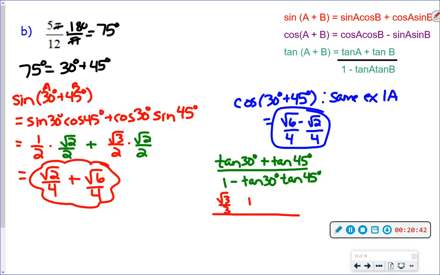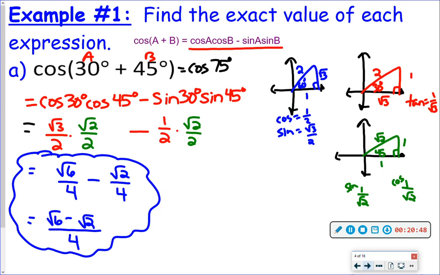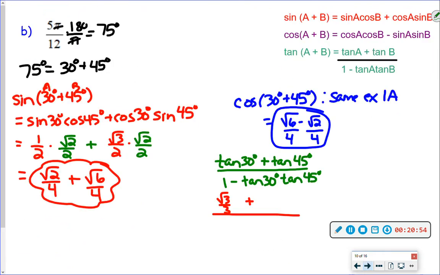Tan of 45. Let's go back and look at that triangle. 45 was the green one. So 45 tan, opposite over adjacent. I'm super happy that's just a 1. That makes our life a little easy, I hope. So 1. Then I'm filling in the bottom. 1 minus tan of 30, that was that square root of 3 over 3. And then, of course, tan of 45 is the 1.